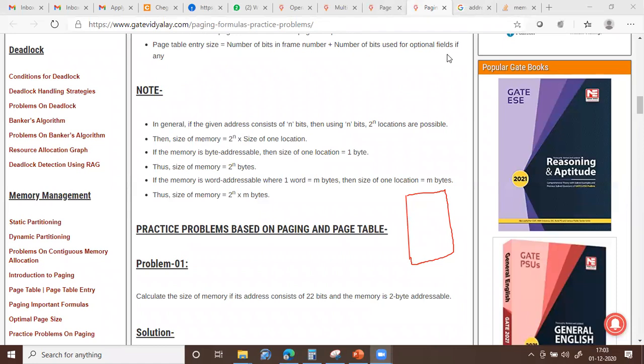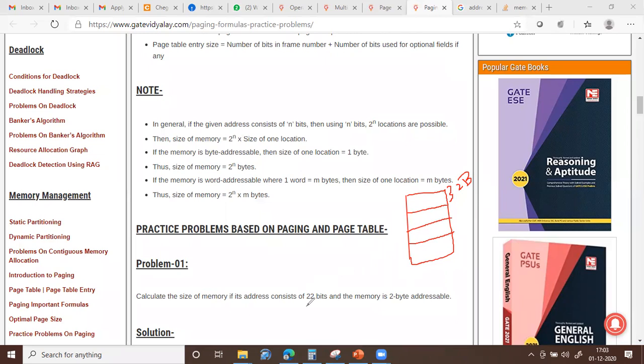Another thing is, it is 2-byte addressable. 2-byte addressable means each location is 2 bytes. The size of each location is 2 bytes, that is 16 bits. So that is the meaning of 2-byte addressable.